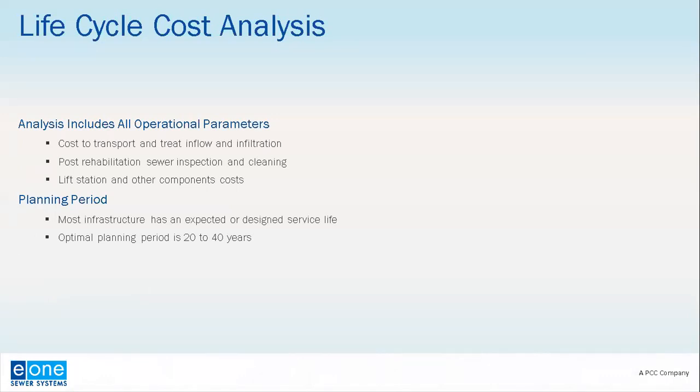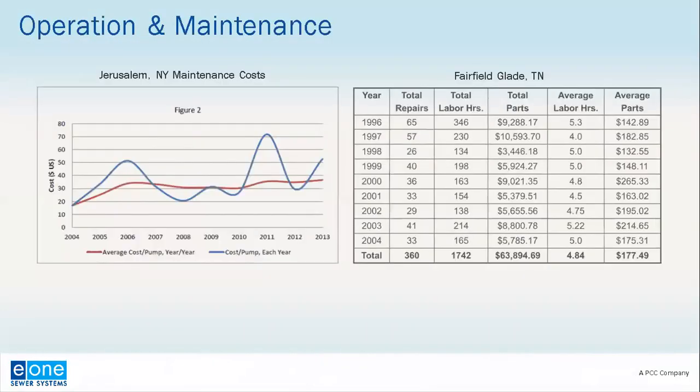The analysis includes all operational parameters, cost to transport and treat I&I, post-rehab sewer inspection and cleaning, even lift station and other component costs. And again, what is that planning period? We find optimal planning period is typically between 20 and 40 years, and that's usually driven at the state or local level. So how much do these systems cost to operate?